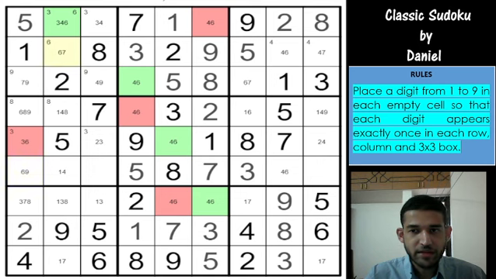Or this would be a red. That has to be a green. That has to be a red. That has to be a green. And that eliminates the 6 from here. Beautiful, because we have two different colors here. Let me check again. So this is green. That would be red. That would be green. That has to be red because only two possibilities.